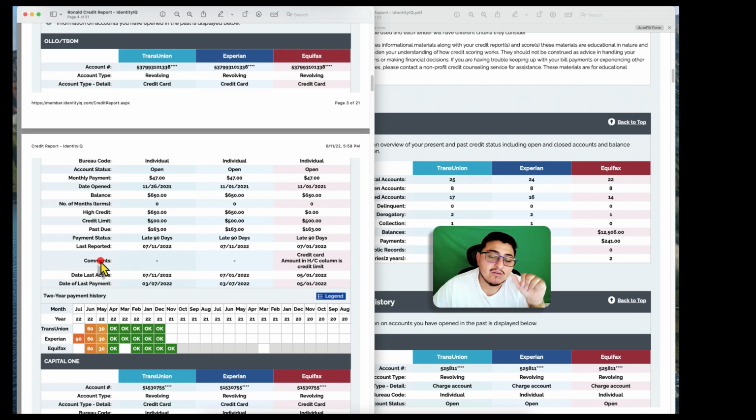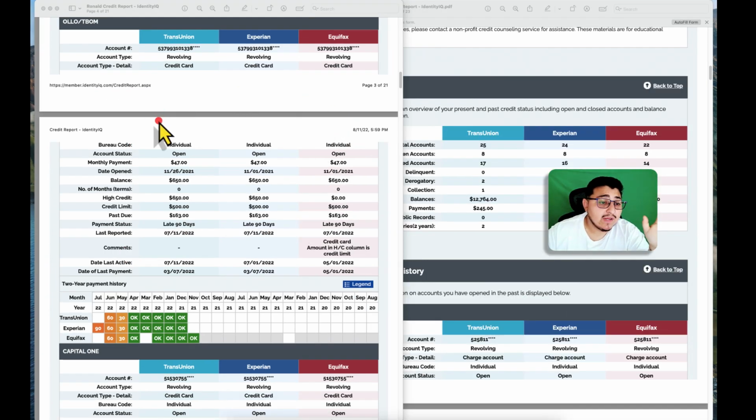Now we're going to move on to analyzing what a collection account and what a charge-off account is. Then I'm going to break down inquiries and another thing that should be on your credit report. So, quick recap: I already showed you how to analyze and spot violations, and even in gold nuggets how to dispute this account off your credit report. This was a delinquent account.